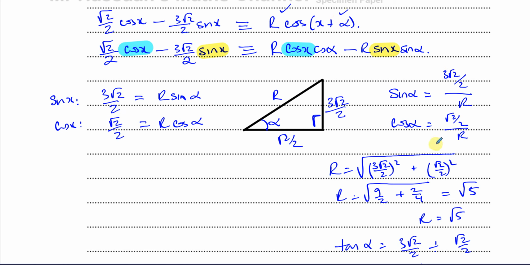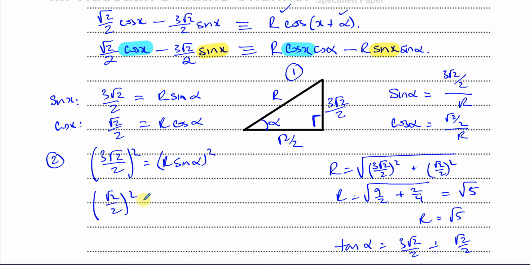Before I do that, I'll just show you the alternative method. Other people would prefer to use a slightly different method. So this is method 1 using the triangles, and method 2 is by squaring both of these equations. Let me do it step by step. So you have 3 root 2 over 2 squared equals r sine alpha all squared. And for the second equation, root 2 over 2 squared equals r cosine alpha squared. So you square each of these equations.